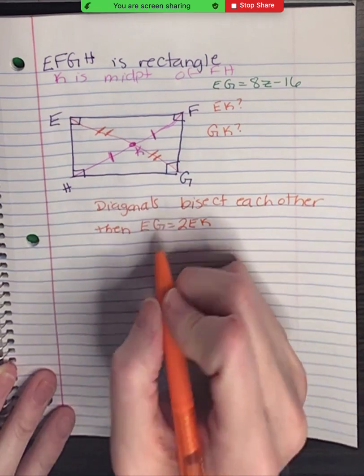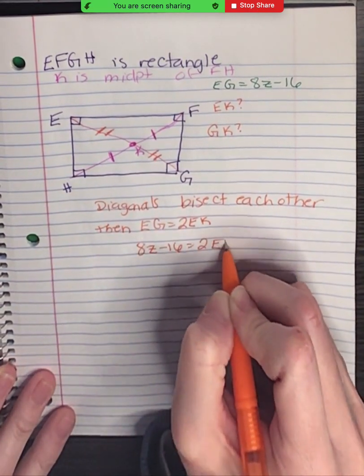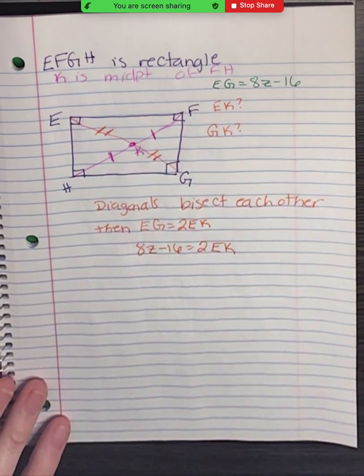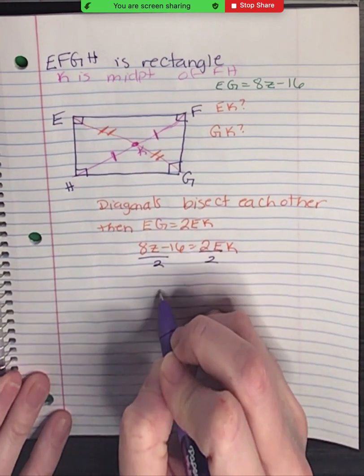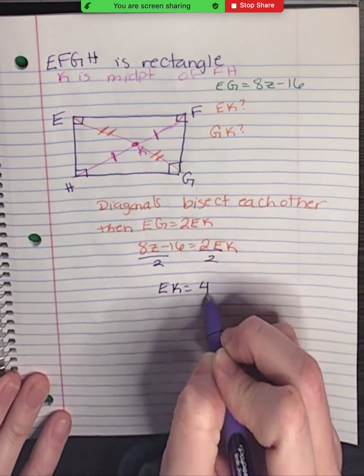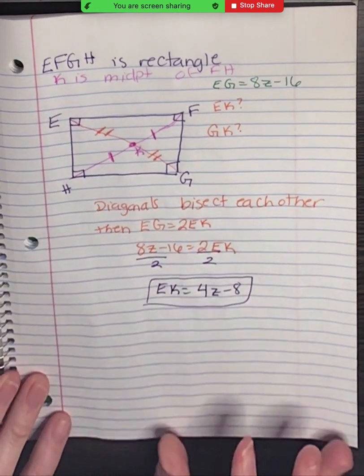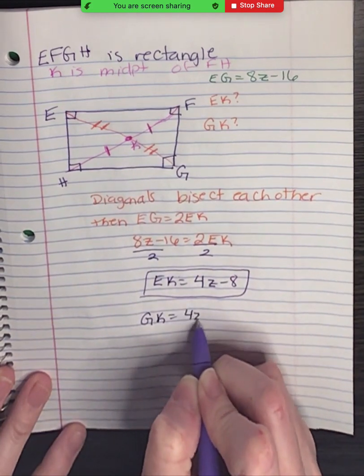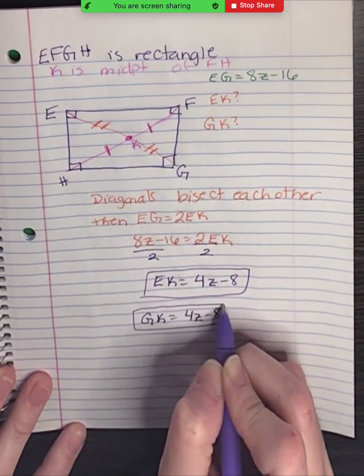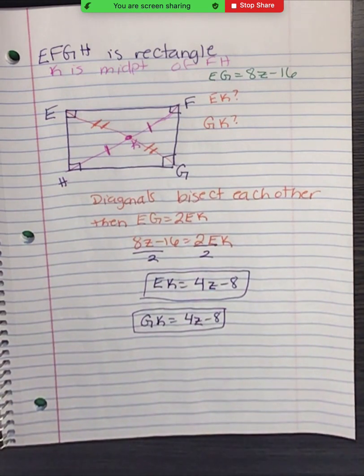So you know EG is 8z minus 16, that's twice the length of EK, so we're going to divide by 2. And we get that EK is 4z minus 8. We don't know what z is, so that's fine. You also know that GK has to equal the same thing because the diagonal has been bisected.